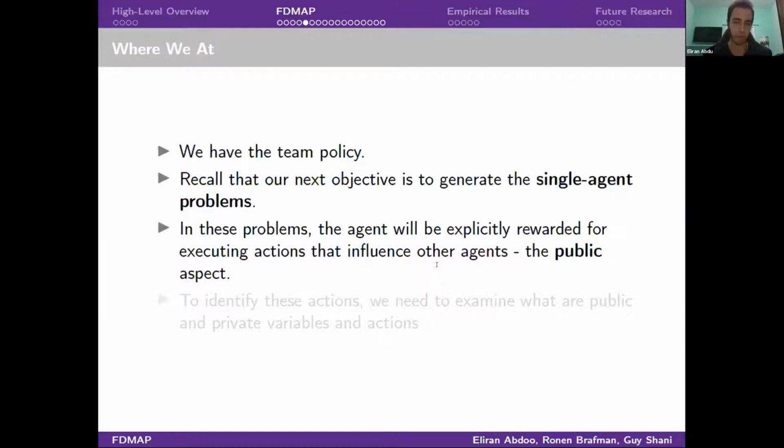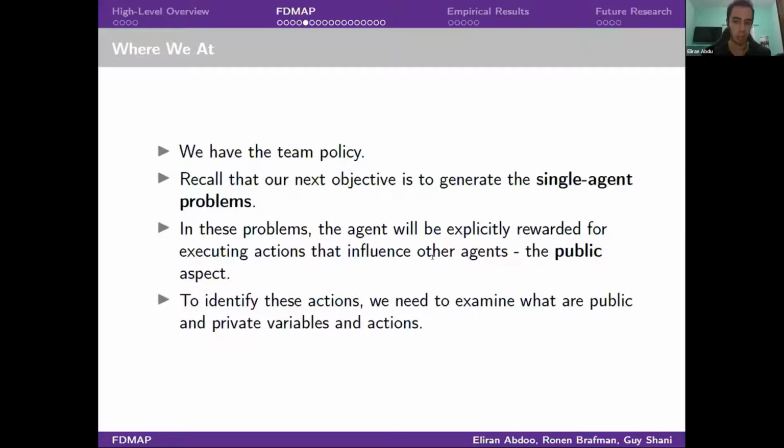So if we have the team policy, or let's consider this decentralized problem, there is a lot of planning that each agent can do on its own, which strictly doesn't affect any of the other agents. But the main problem is the coupling between the policies, which is again quite similar to what was presented before. So this will be considered the public aspect, the one that affects other agents. And to identify this action or aspect, we need to examine what our public and private variables and actions are, which is what we'll do now.